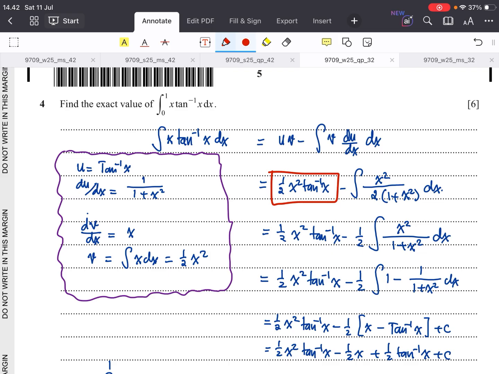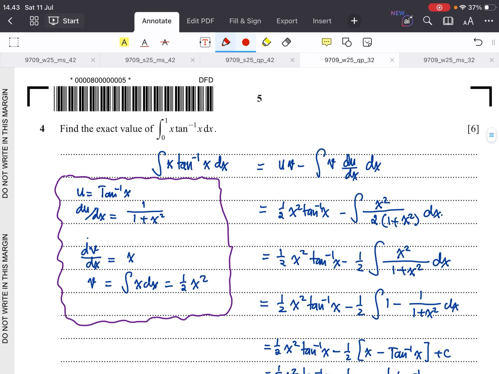This one, minus integral v. V is half x squared. This one, and du over dx is 1 over 1 plus x squared. And then we can pull out the half from the integration to make it easier. And this form we can split into this using long division.